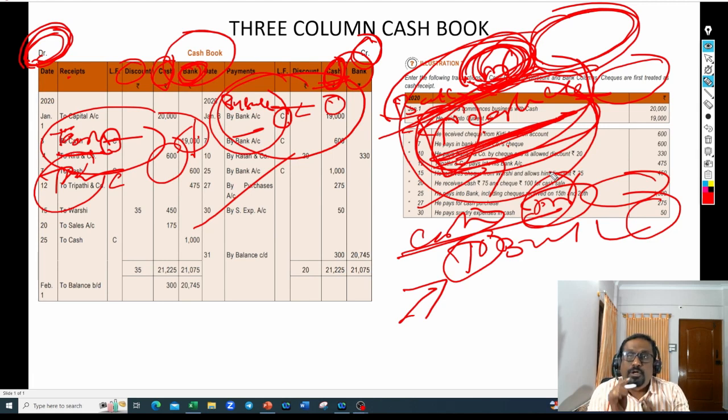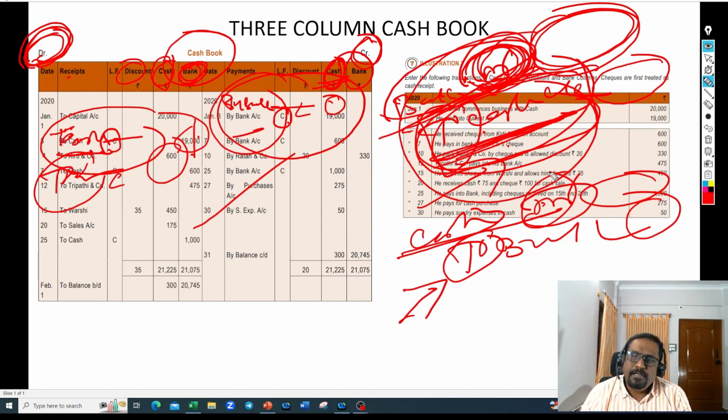That time, you need to mention C without fail. If you don't mention the C, you might lose the marks as well. So you should mention C. C is nothing but contra. Contra is nothing but the entry which is coming in both the sides. Very simple.